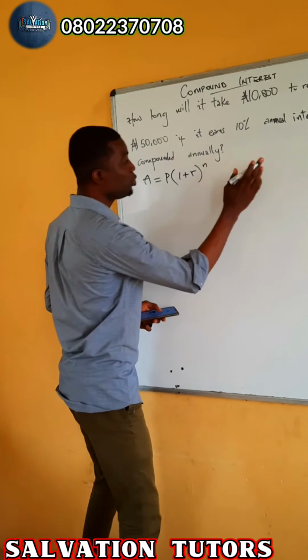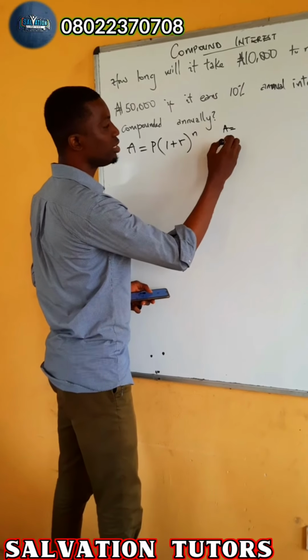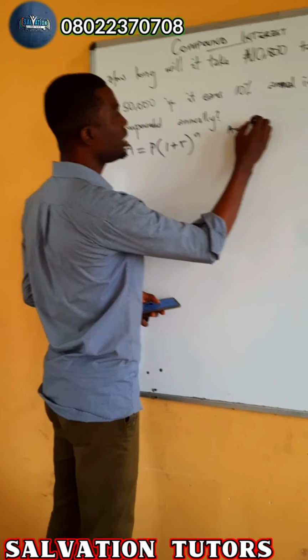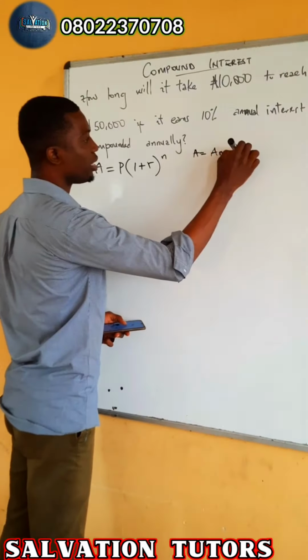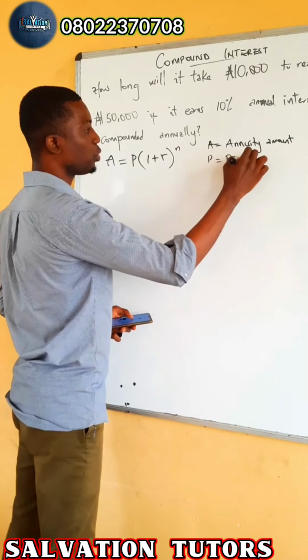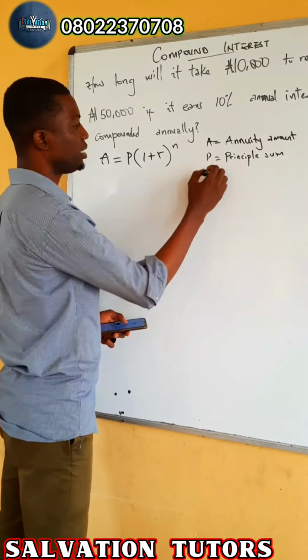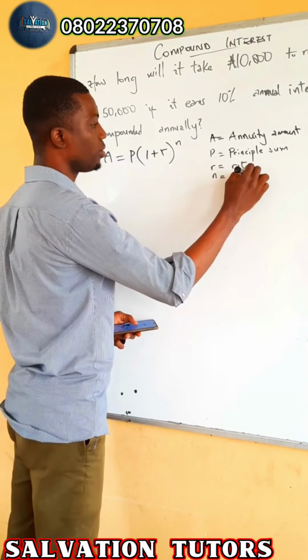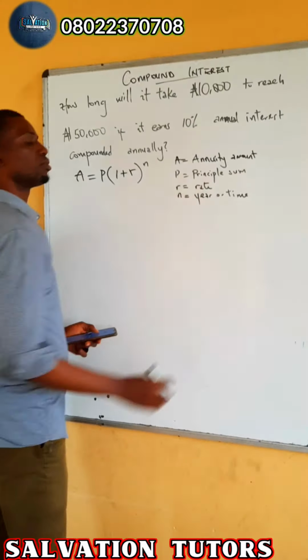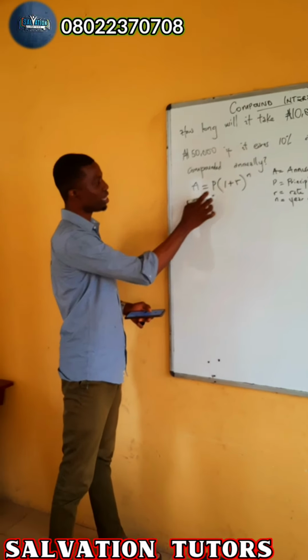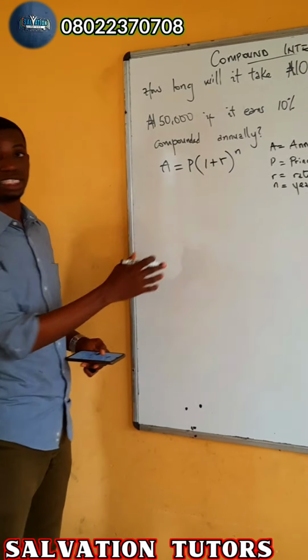So I won't waste our time, I'll quickly give you the variables of the formula. A stands for annuity amount, P stands for principal sum, the R stands for the rates, and the N is year or time. Okay, so with that being said, we know what this is, and we can pick each of the figures and place them in the formula.